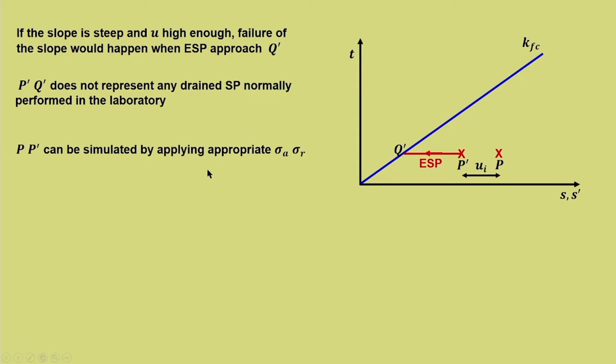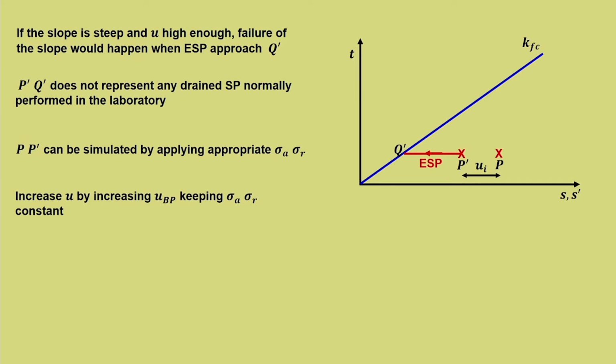So, these points P and P dash can be simulated by applying appropriate sigma A and sigma R in the lab. So, the initial conditions can be mimicked in the laboratory. Now, for simulating this particular effective stress path, what do we have to do? So, we need to increase the pore water pressure, because that is what is happening in the present case. The slope is not failing because it is getting loaded, it is failing because pore water pressure is getting altered.